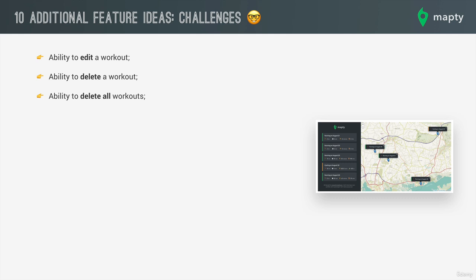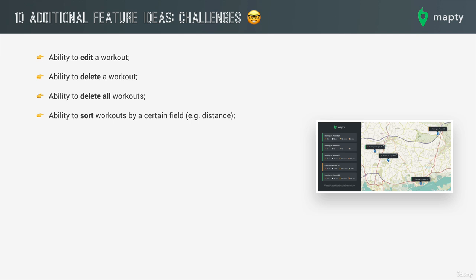Next up, you could add the ability to sort workouts by a certain field, for example, by distance or by duration. This one would be probably a little bit tricky to implement, but you can take inspiration from the Bankist application, where I believe we did something like this.